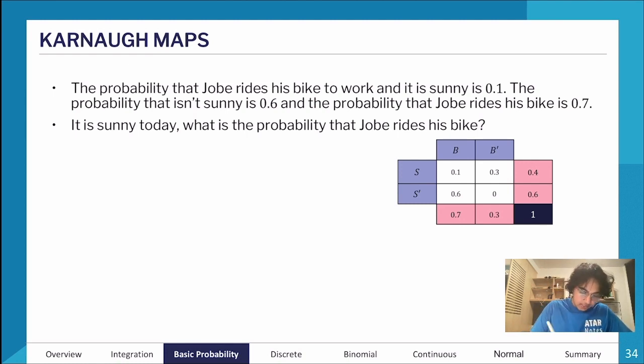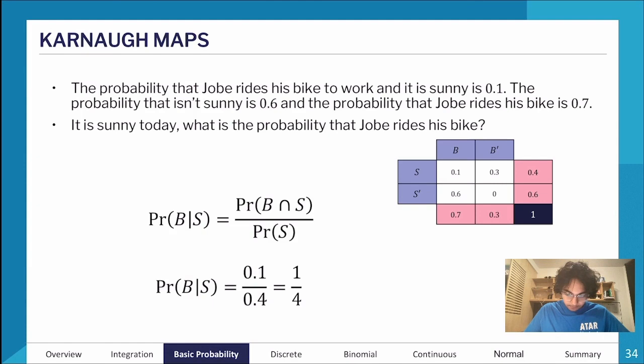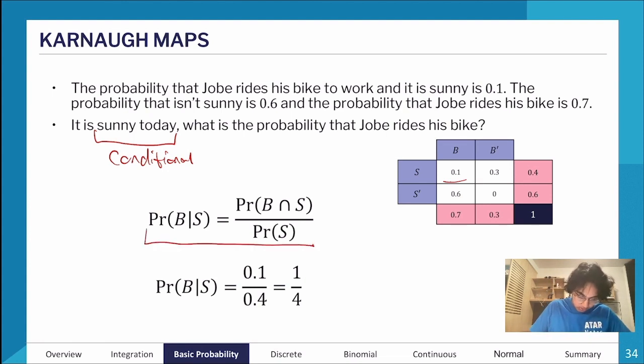So they've said it is sunny today. What is the probability that Joe rides his bike? So sunny intersecting with riding bike should be 0.1, right? But what's also important to know is that they've sort of told us a condition. They've given us the condition that it is sunny today, right? So this implies conditional, right? Because they've given us an extra piece of information. So what we need to do is use a conditional probability equation.